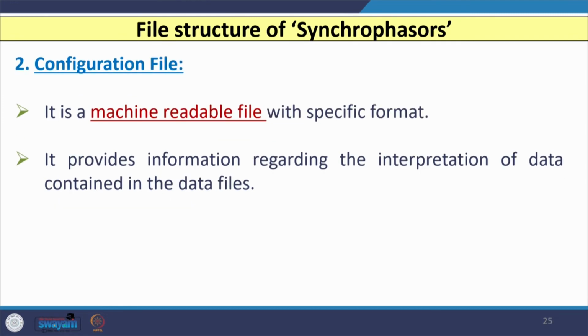The second file format is the configuration file, which is a machine readable file, and it is in a specific format. This file provides the information related to the interpretation of data that is contained in the data files. For what purpose these data files are used, that information is available in the configuration file.